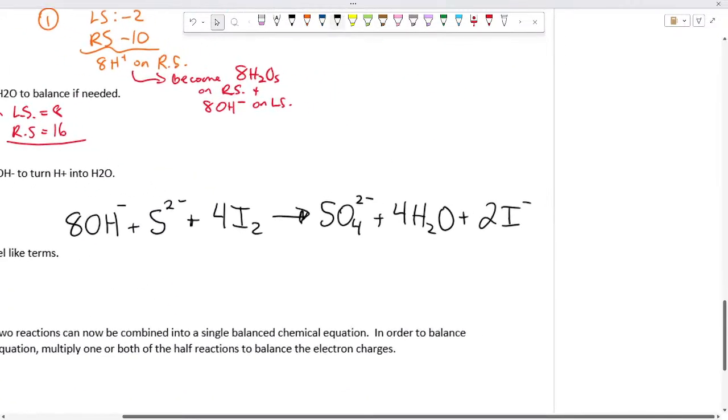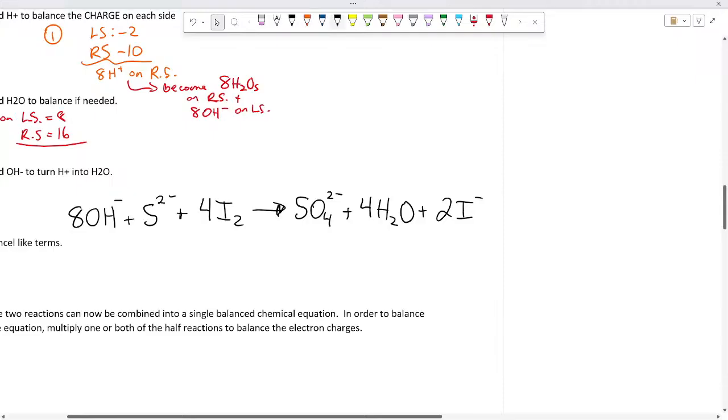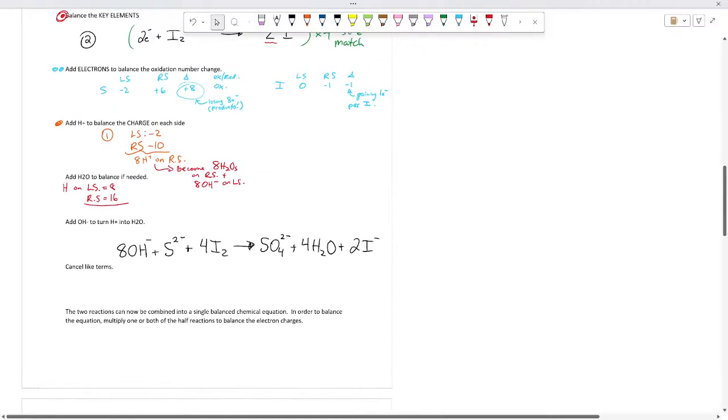Now we can quickly check it, and then we can put our states of matter in. How many oxygens on the left? How many on the right? 8. 4 there, 4 there. Cool. How many hydrogens on the left? How many hydrogens on the right? Cool. How many sulfurs on the left? How many sulfurs on the right? Cool.